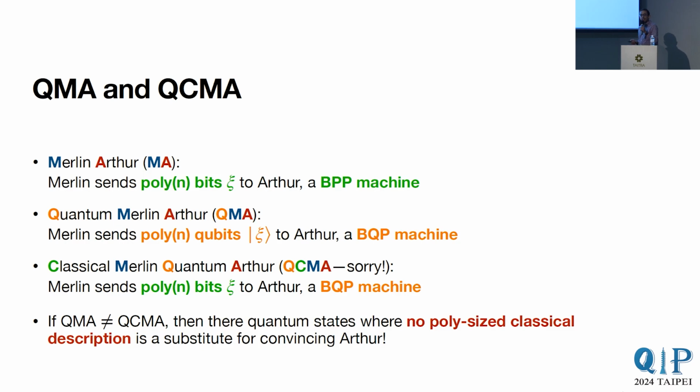We don't know the relation between any of these classes, but it's believed that all three are distinct. We're fairly confident that QMA is different from MA, and less confident that QCMA is different from QMA. But if they're different, what that means is that there are quantum states that Merlin can send you that are more useful than any poly-sized classical description of the state, any polynomial-sized bit string that you could get instead. So if we could prove this, that would be an illustration of a way that a quantum state is really more useful than a classical string.